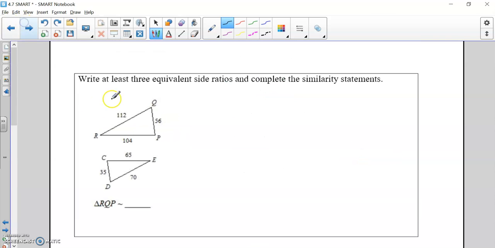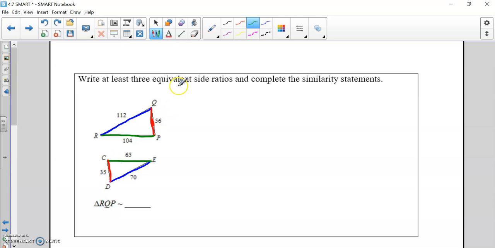All right, we have one more thing to do here, and that is to make some side ratios and also write a similarity statement. So let's start by matching our sides. This is the biggest there. This is the biggest here. This is the smallest here, so it matches with the smallest here. And then these are going to match.